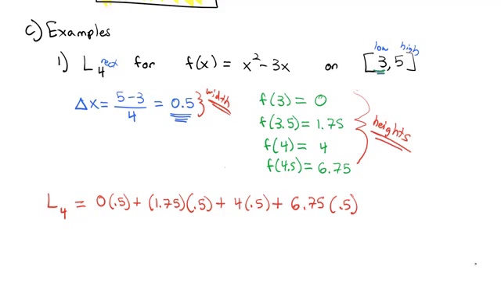Then all we have to do is stick all this in our calculator, multiply, add, and we'll get a total area of 6.25. So we're going to estimate using 4 left rectangles that the area under this curve between 3 and 5 is about 6.25.